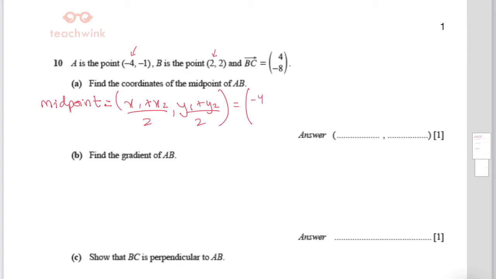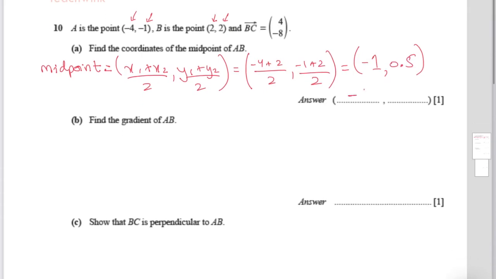So we add the two together. -4 plus 2 divided by 2. And y1 is this and y2 is going to be this. So you do -1 plus 2 over 2. So let's find the coordinates. Let's see what we get. -4 plus 2 is -2. -2 over 2 is -1. So the x coordinate is -1. And the y coordinate is -1 plus 2, which is 1. 1 divided by 2 is, of course, 0.5. So the coordinates are (-1, 0.5).